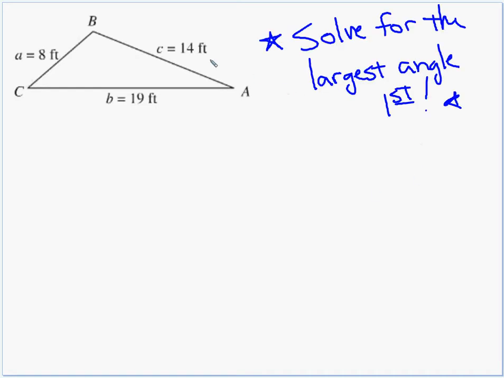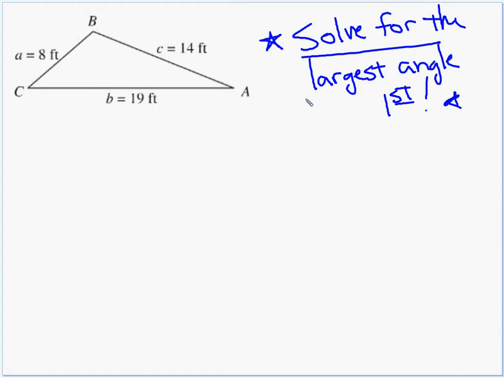And how do we know which angle is going to be the largest angle? We'll look for the largest side. The biggest angle will be across from the longest side. So here we can see quite easily that B is 19. That's the biggest side on the triangle. That means angle B is going to be the largest angle.